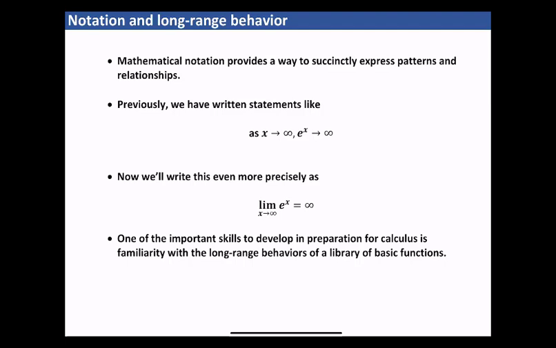Previously, we have written statements like, as x increases without bound, e to the x increases without bound. Now, we'll write this even more precisely as the limit of e to the x as x increases without bound equals infinity, which means that we can make e to the x as large as we would like by letting x be sufficiently large.